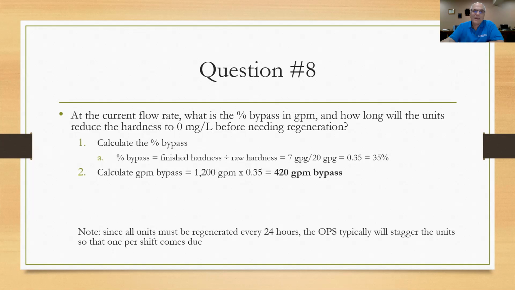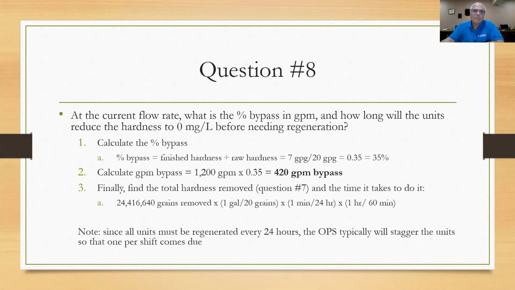Now, how long did that take? So they find the total hardness removed, which we went into question number 7 and got that. I'm going to find out the time it takes to do that. So in 7, we figured out that over 24 million grains was removed at a rate of 1 gallon or 20 grains every 1 gallon. So every gallon that goes through that softener is stripping away 20 grains of removal capacity.